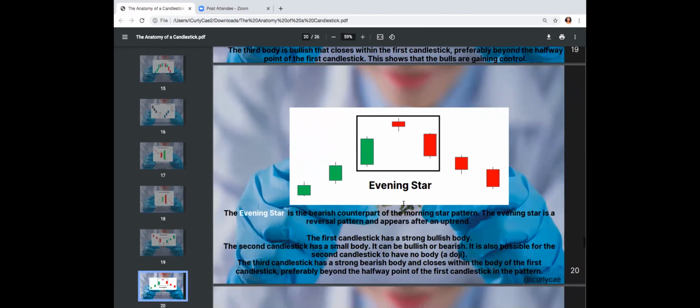Now we have the evening star, which is that in reverse. Think of going to bed, think of it falling. The evening star is a bearish counterpart of the morning star pattern. The evening star is a reversal pattern and appears after an uptrend.